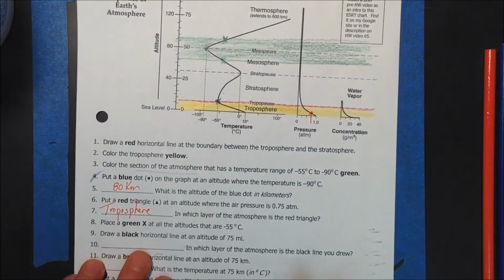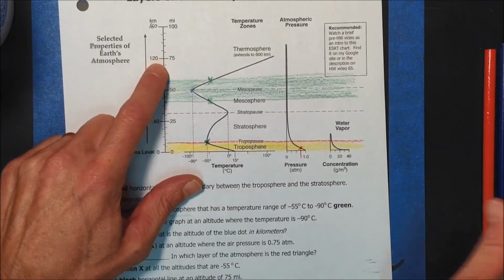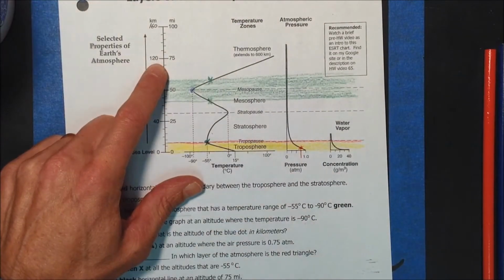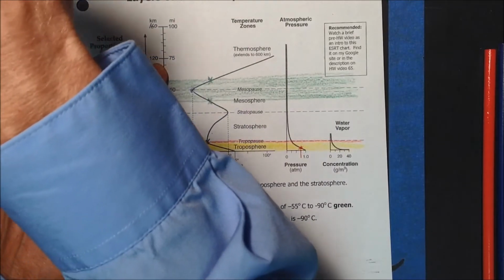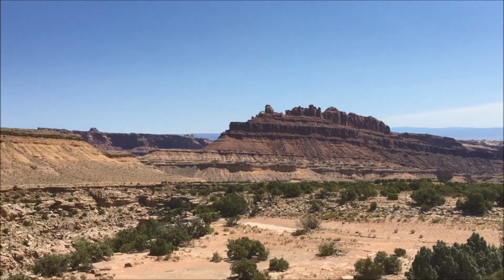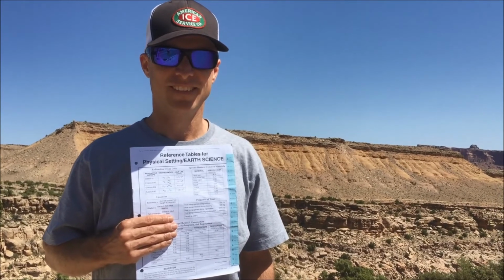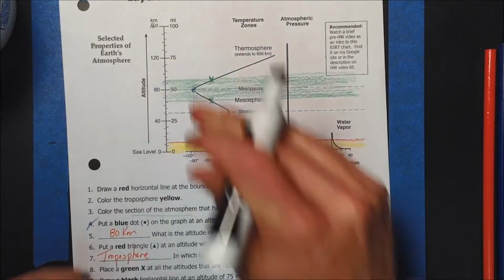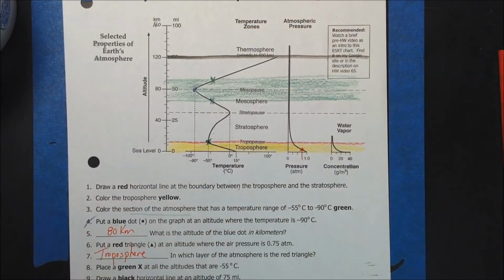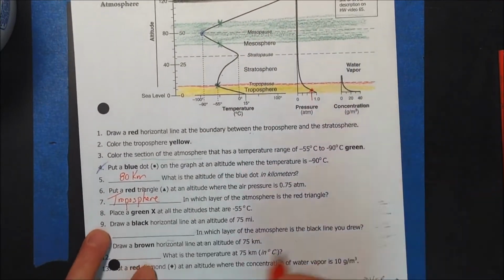Okay, next up, draw a black horizontal line, altitude 75 miles. You got to make sure you're looking at miles versus kilometers. We're going to do black. I don't really have black right here, so black, 75 kilometers. Here we go. I'm going to use this black marker. Like that. In which layer of the atmosphere is the black line you drew? It's in the thermosphere.